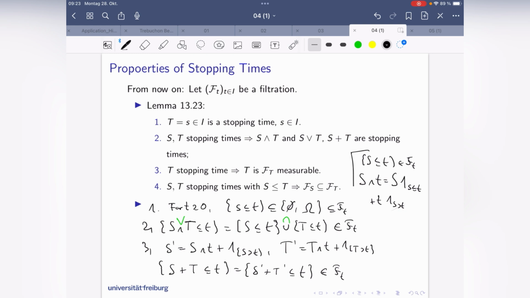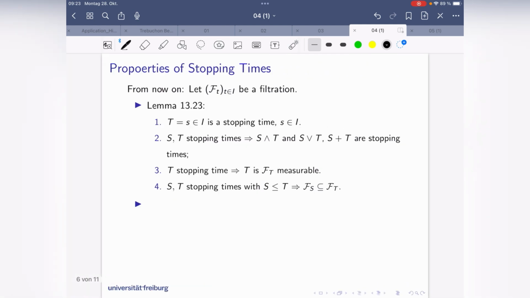Then let's come to the fourth property. Big T is F big T measurable. And let me just briefly recall what F big T is. That was the sigma algebra of all A with the property that A intersected with capital T smaller or equal than small t is in Ft. And now I claim that T is F big T measurable. So what does that mean? I have to prove that a generator of the sigma algebra generated by T is a subset of F big T. And a generator, these are the sets T smaller or equal than small t.